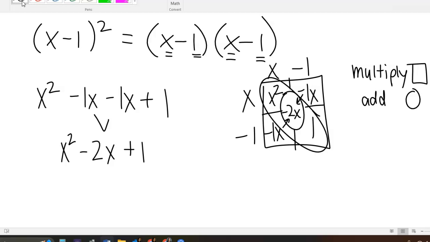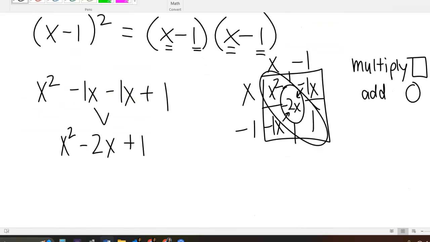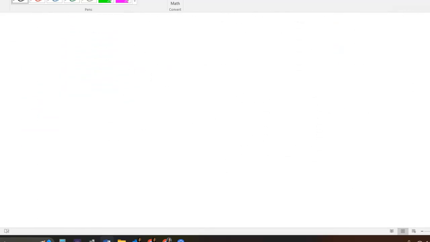I'm going to do one more, and this one won't have those basic ones. We're going to go a little more complicated. We're going to throw in some extra variables here. So how about we go x plus 3 and x squared minus 6x.